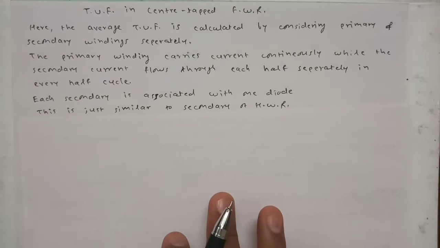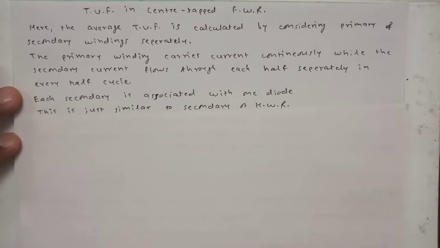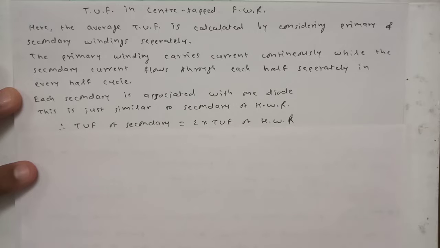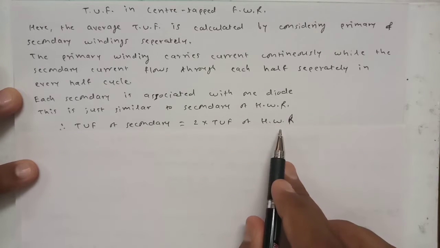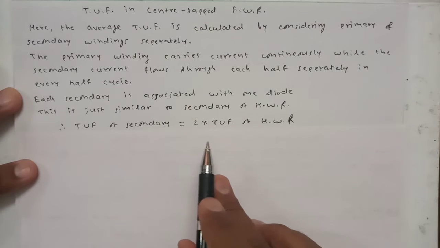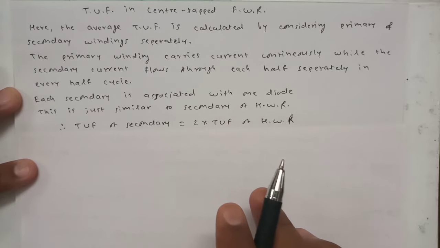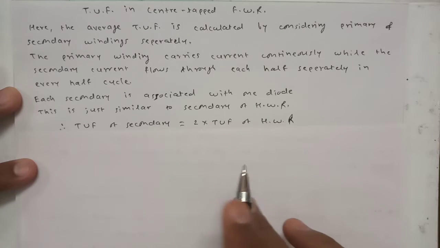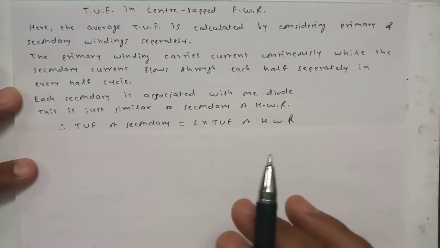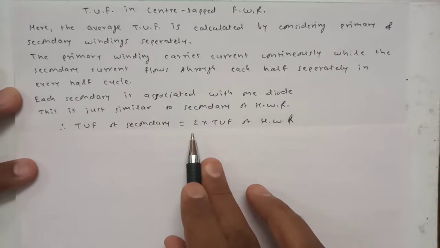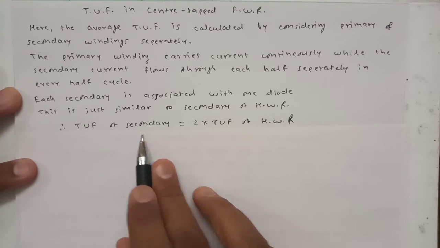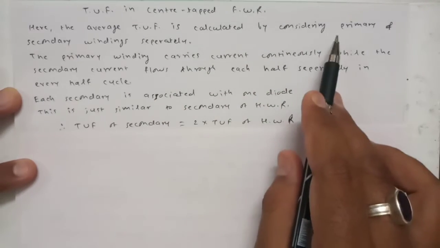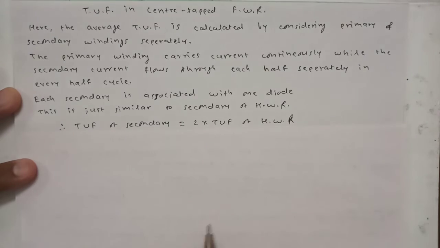So that's why we can have the equation like this. The transformer utilization of the secondary is twice the transformer utilization of the half wave rectifier, because we have just seen that this center tapping configuration is nothing but two half wave rectifiers connected back to back. That's why this is the equation for secondary only. Remember this, we have to go for the secondary and primary separately. First we'll go for secondary, then I will show the equation for the primary.